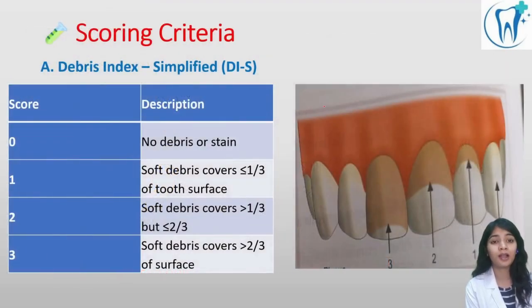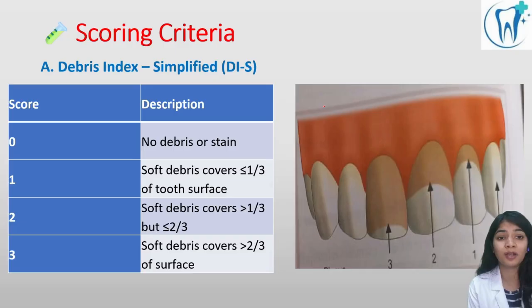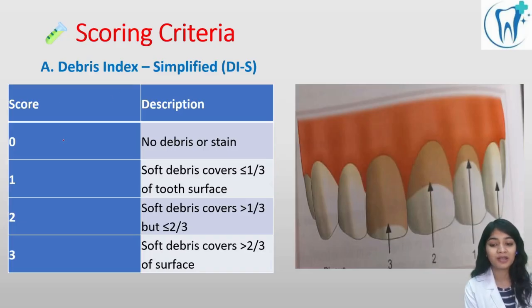Understand? Now see the scoring criteria. See, both the debris and calculus index components use a scale of 0 to 3 for scoring the tooth surface. Now first is debris index. So see, first is 0: no debris or stain. 1: if there is soft debris which covers less than 1/3 of the tooth surface. You can see here in the image. Next is 2: soft debris covers more than 1/3 but less than 2/3 of the surface. Understand? You can see in the image. Now 3, if the soft debris covers more than 2/3 of the surface. Understand? So this is debris index.